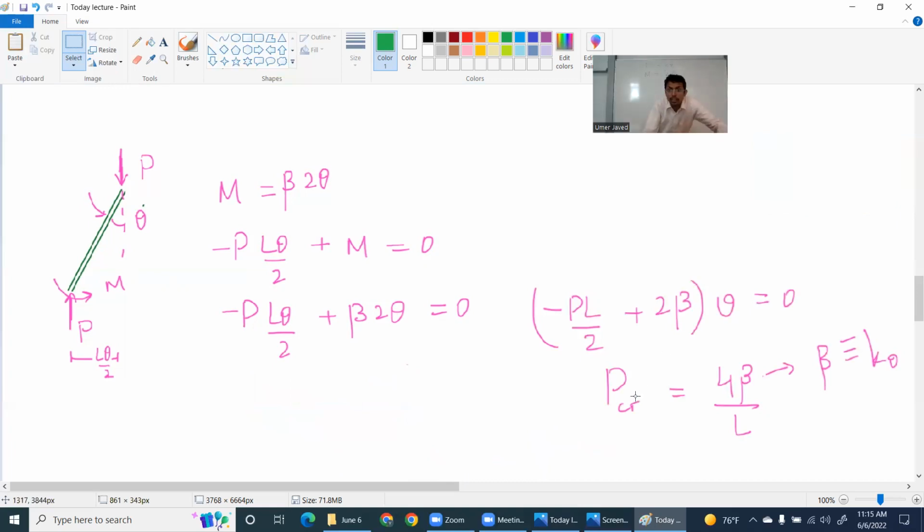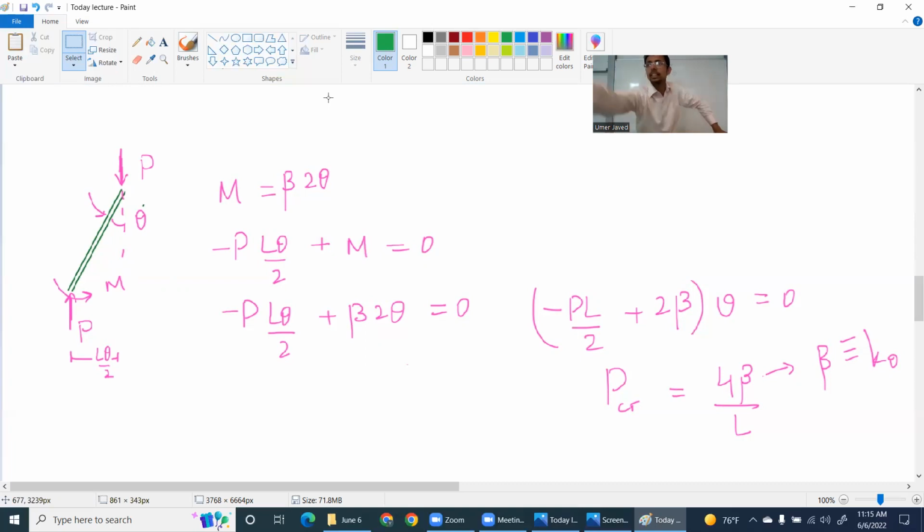So I equate it like this and I get the value of critical load as 4 beta by L. So again, I cut it. I do the summation of moments. The beta 2 theta is this one. Hang on, everyone, this one. K theta is beta, right? The restoring moment that is provided by the torsional spring.